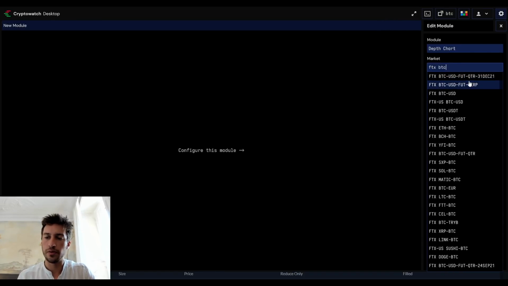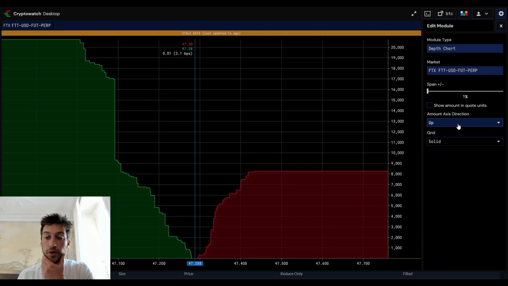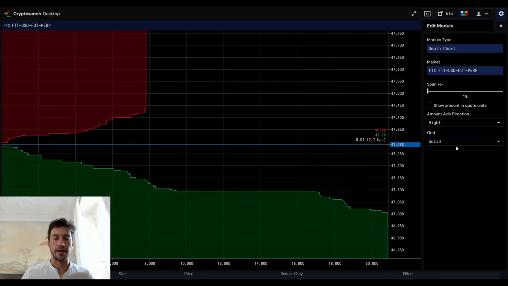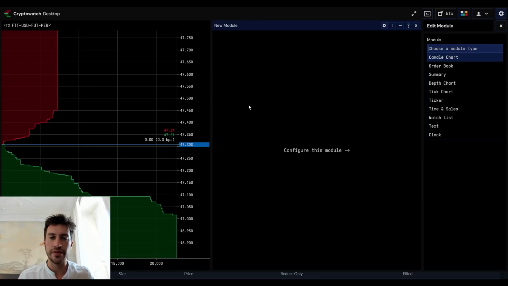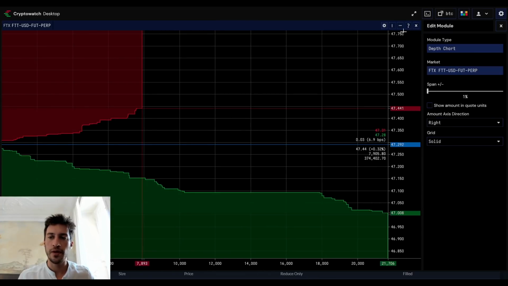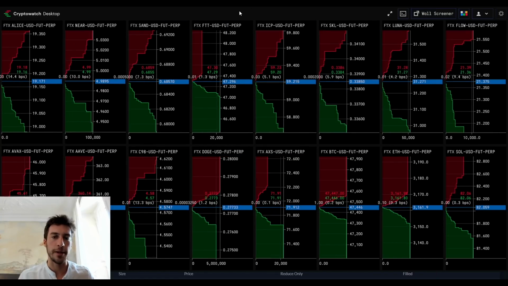And then let's do, I'll do FTT. You do whatever coin you want to look at, and this is the way I like to look at it. Okay, and there is your depth chart. And then if you want to add more, you click this, and you can add more. That is how you set this up, guys. And that's how I have a beautiful kind of Bloomberg looking setup right here.